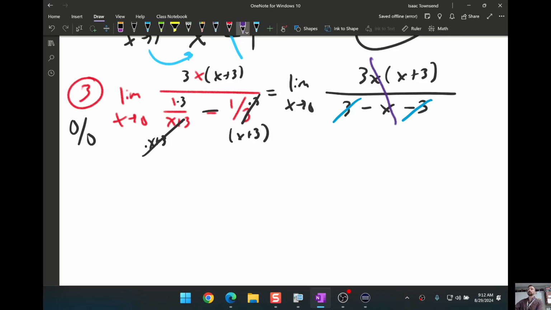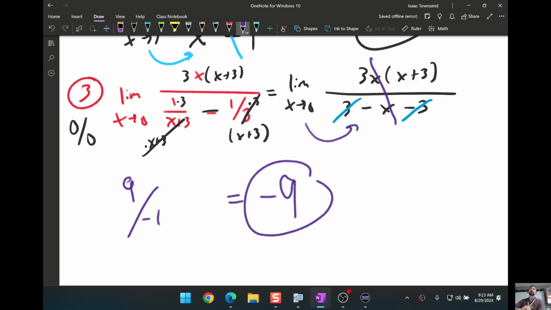And as the second something cancels, you should be wanting to plug in and hope that it's not 0 over 0 anymore. So if I plug 0 into what's left over, I get 3 times 3 over a negative 1. So it looks like the answer to 3 should be negative 9. As long as you understand why I multiplied everything by 3 and why I multiplied everything by x plus 3, after that it's consistent with the other question types.